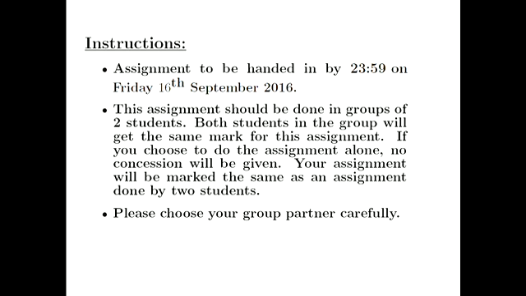I'm not going to listen to any bleating at the end of semester that your partner went on holiday for 3 weeks and didn't do anything. Only hand in 1 assignment per group.